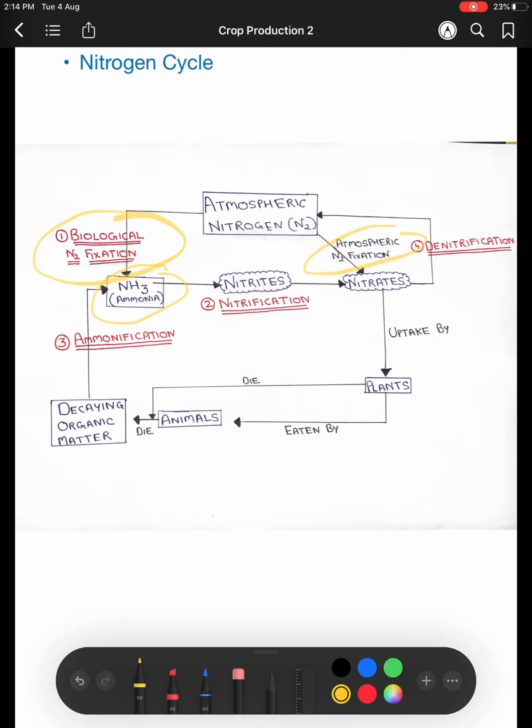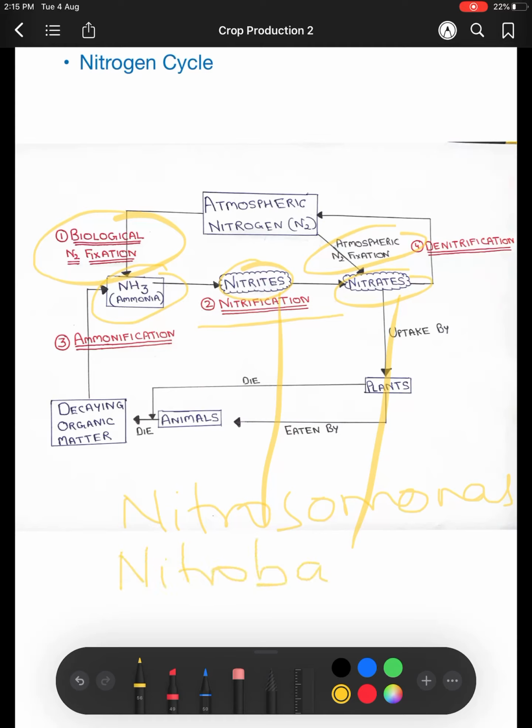Second step is nitrification. In this, NH3 is first converted into nitrites by nitrosomonas. And then nitrites are further converted into nitrates by nitrobacter. These nitrates are used up by the plants, and these plants are further eaten by the animals.